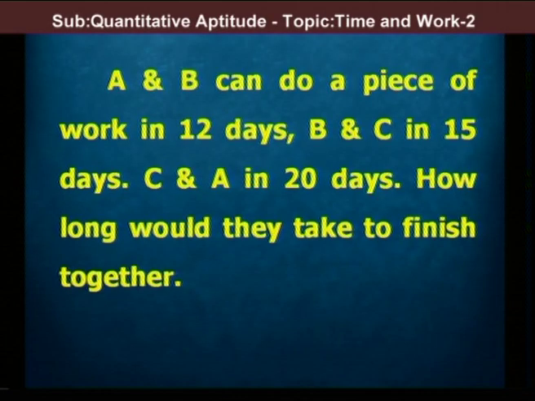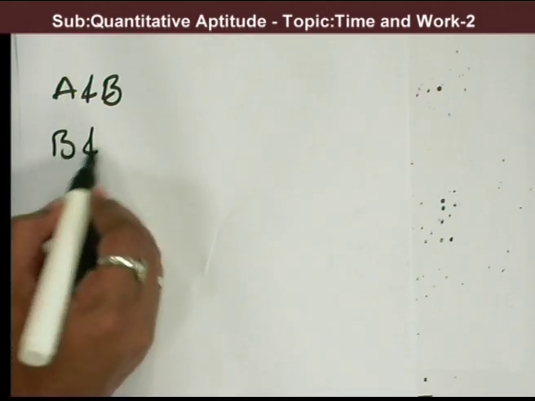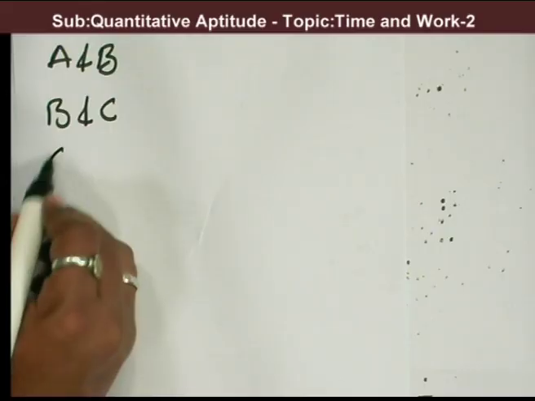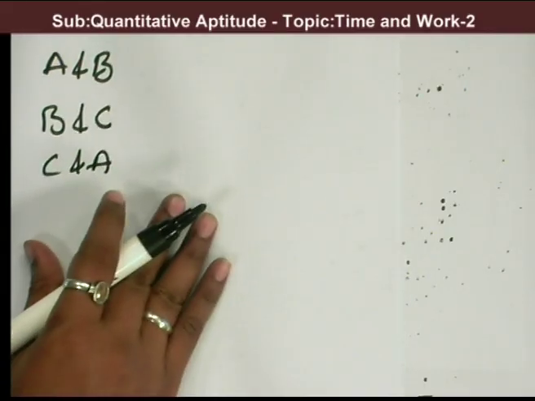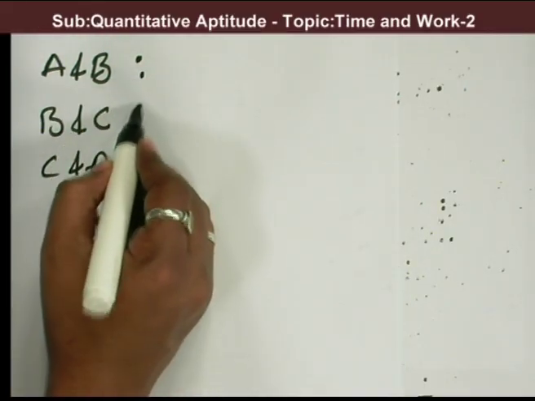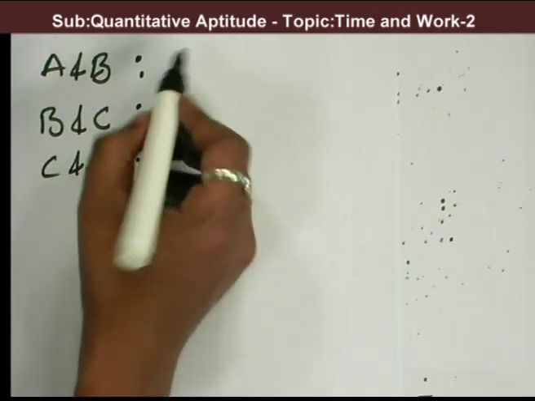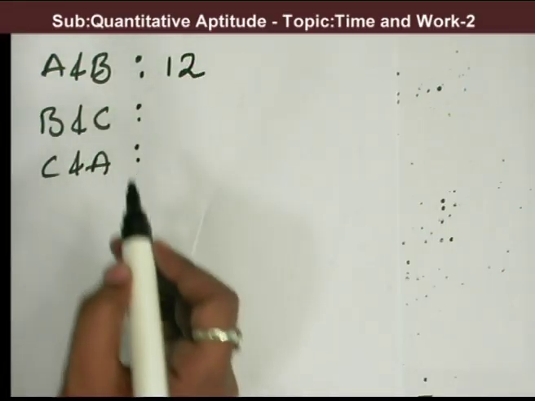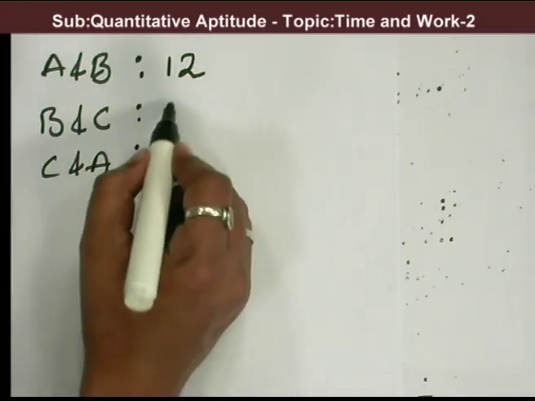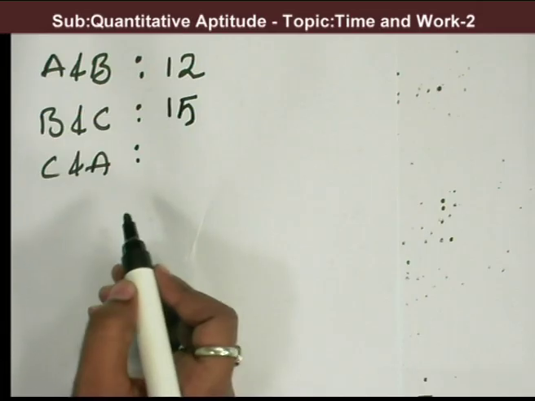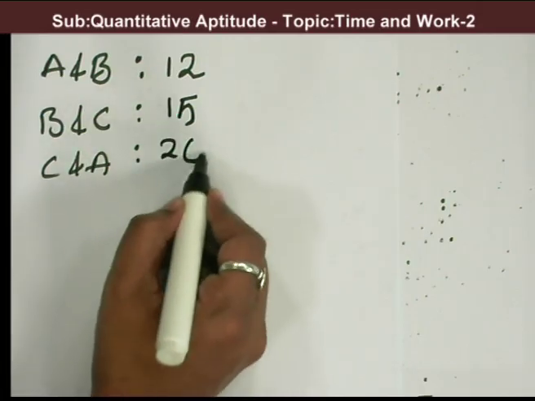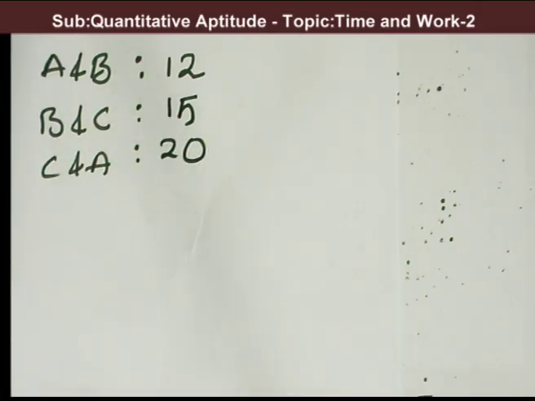So, in every case we have 2 persons: in the first case A and B, in the second case B and C, in the third case C and A. What is the value of A and B, B and C, C and A? From the question, A and B is 12 days, B and C is 15 days, C and A is 20 days. How many values do we have?